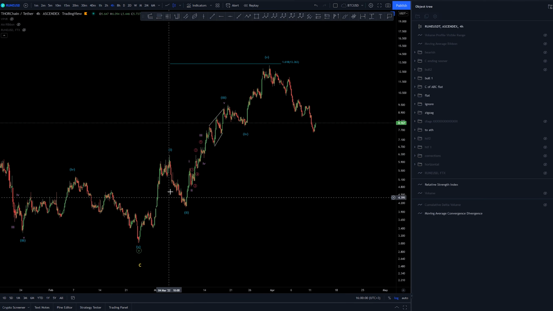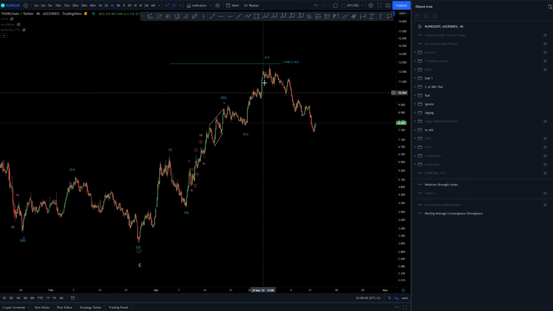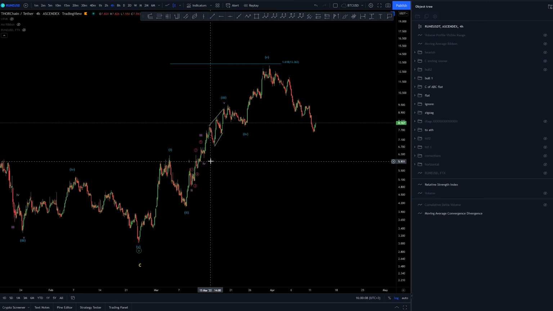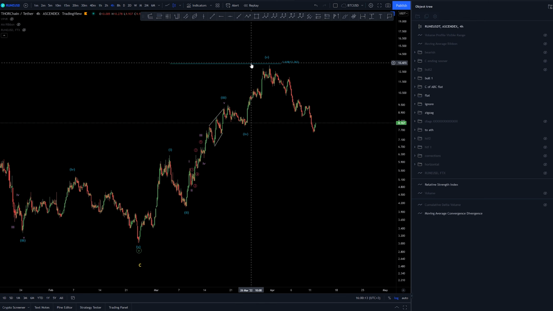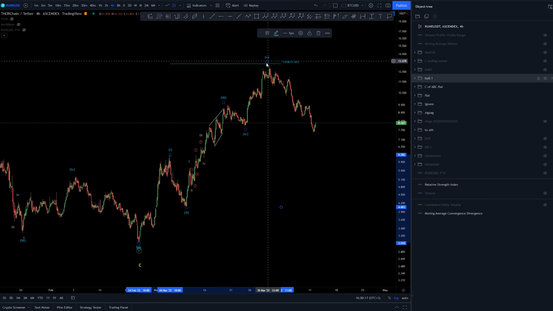This looks like an impulsive wave for sure, this first one, and this second part here is hard to say. Again, I managed to squeeze some kind of count in, but it is not pretty. The 1.618 extension of this 1 to 2 is all the way up here.